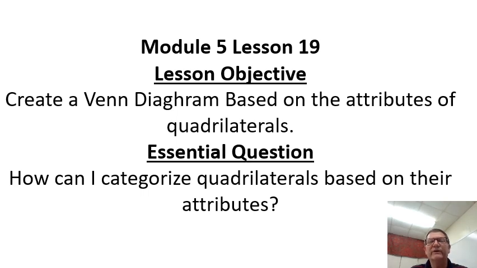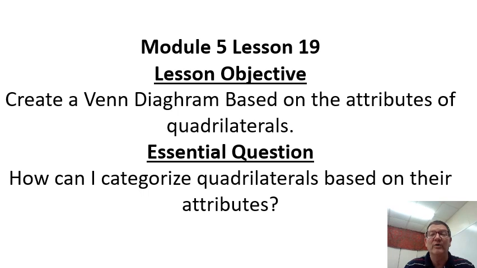Our lesson objective today is to create a Venn diagram based on the attributes of quadrilaterals. You're really going to be doing a lot of this tomorrow in class, but I'm just going to wrap up our flowchart and give you a little bit of a Venn diagram that you should be able to use to help you tomorrow.